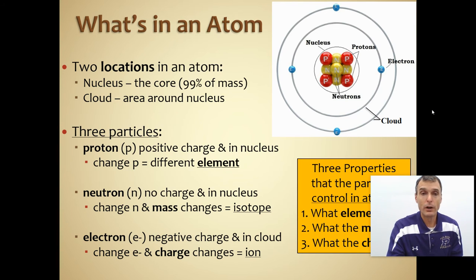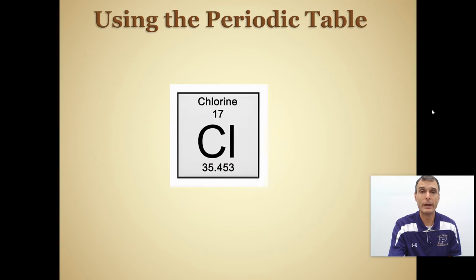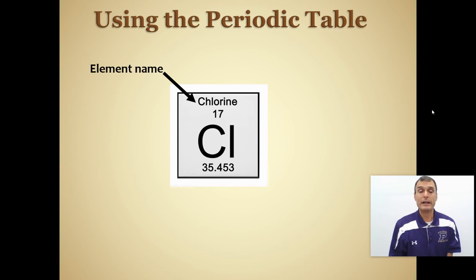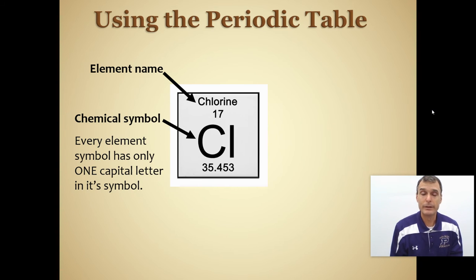All right, you've heard of the periodic table before. You've probably looked at the periodic table before in one of your science classes in 6th, 7th, or 8th grade. We're not going to memorize it, but what we want to know about the periodic table is how do we get information from the periodic table. So here is one element off the periodic table, and we're going to break down all the information that is available to you in just this little square right here. So here we go. Starting off with the element name, which in this case is chlorine, followed by the chemical symbol of that element. Every chemical symbol has one capital letter in it, not two, not three, just one.